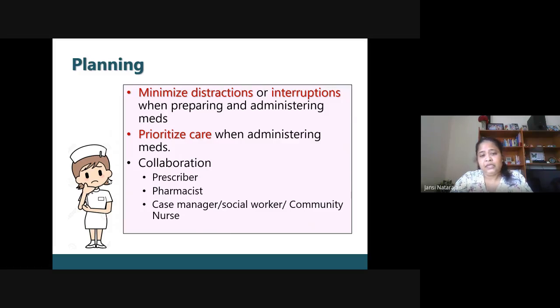Okay, most of the times when we are administering the medications, be very careful. You should not be distracted. No one should be interrupted while preparing and administering, because your concentration should be there completely. As we saw in the first slide when I started, what did I say? Once you give the injection, it cannot be retrieved. You cannot take it back. So you have to be very careful when you are preparing itself.